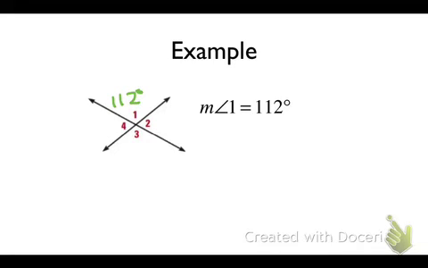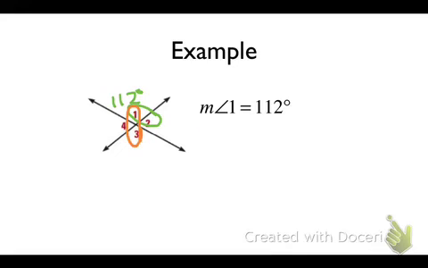Okay? So there's a lot of different ways we can tackle this. We know we've got a linear pair here, right? So we could say that those are supplementary. But we also have a pair of vertical angles as well. So either way, we can figure out what angle 2 is, or we can figure out what angle 3 is. But let's use the linear pair postulate, okay?